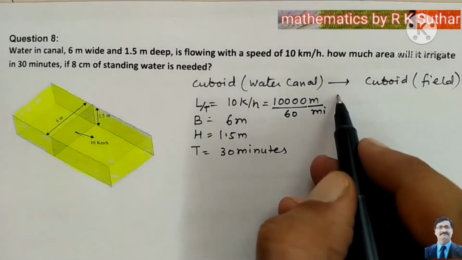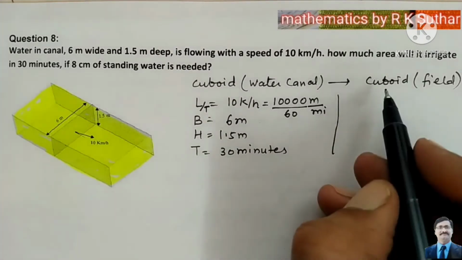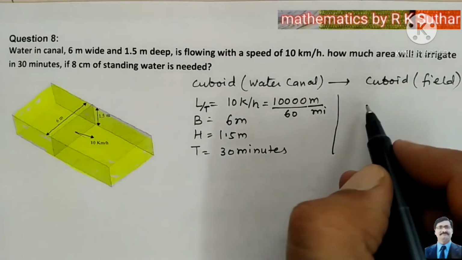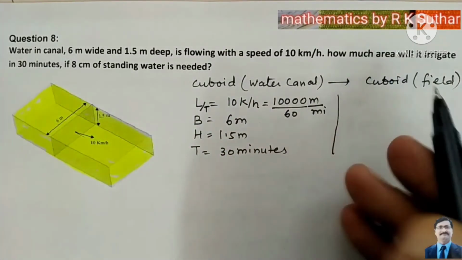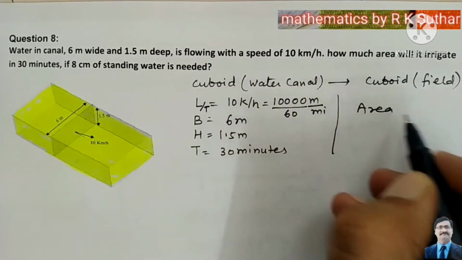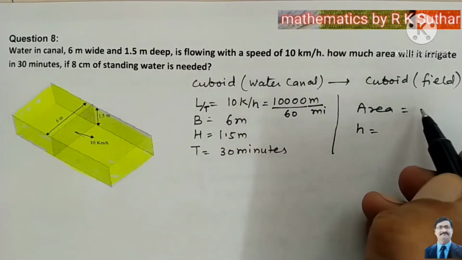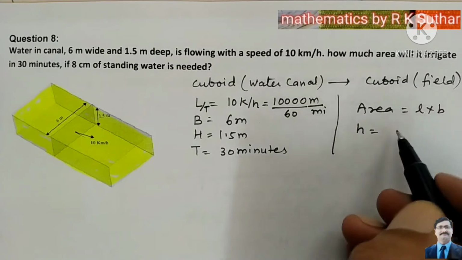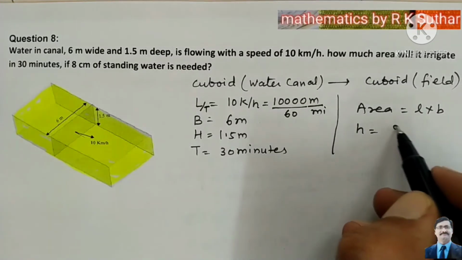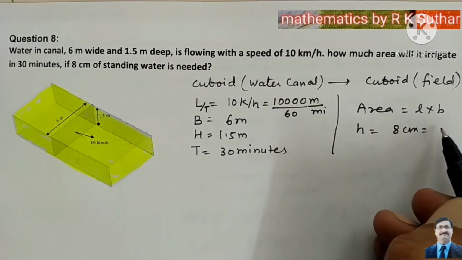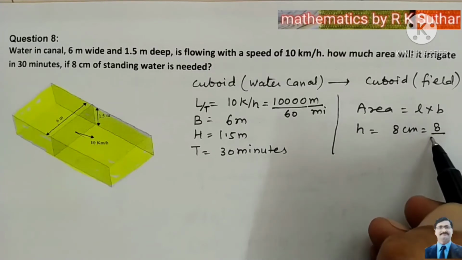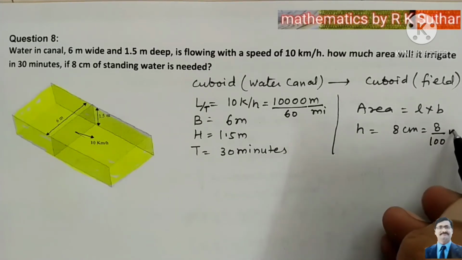All of you understand? Now here this cuboid is the field, the area we have to find. So area we can write here, and height is given to us. This is the area, means here length into breadth. Okay, and height is given to us 8 centimeter. 8 centimeter we have to change in meter, so we can write 8 upon 100 meter.